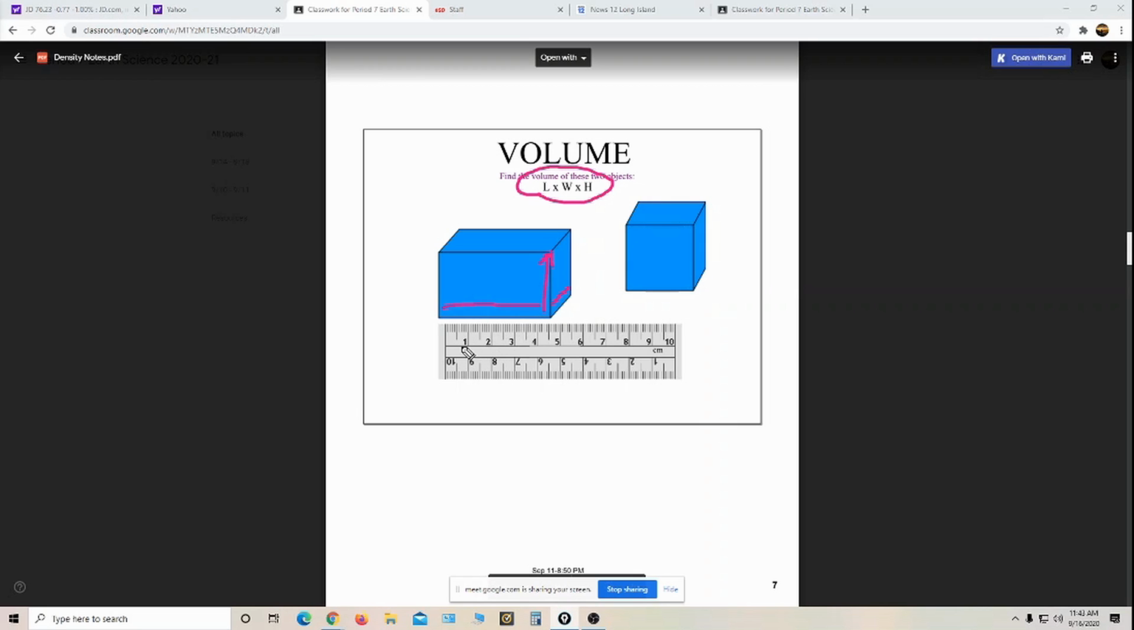Okay, we'll be working in centimeters. That's what this is. These are centimeters, and there are 10 millimeters in a centimeter. So this right here, if you measured from 0 over to, say, this point on the ruler, it would be 3.5.